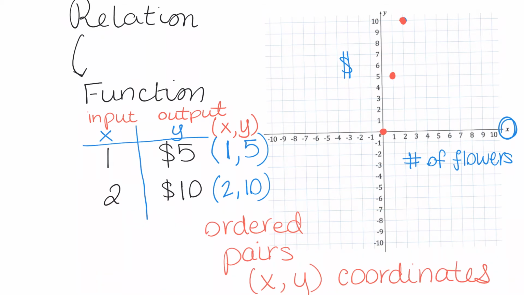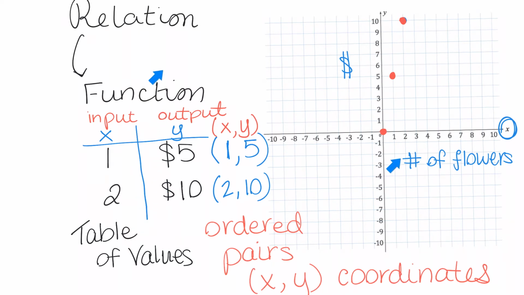This table I drew right here is called a table of values. So our table of values, oops, I misspelled values. Our table of values leads us to find our ordered pairs, which are coordinates, and then we can plot those points on our graph.